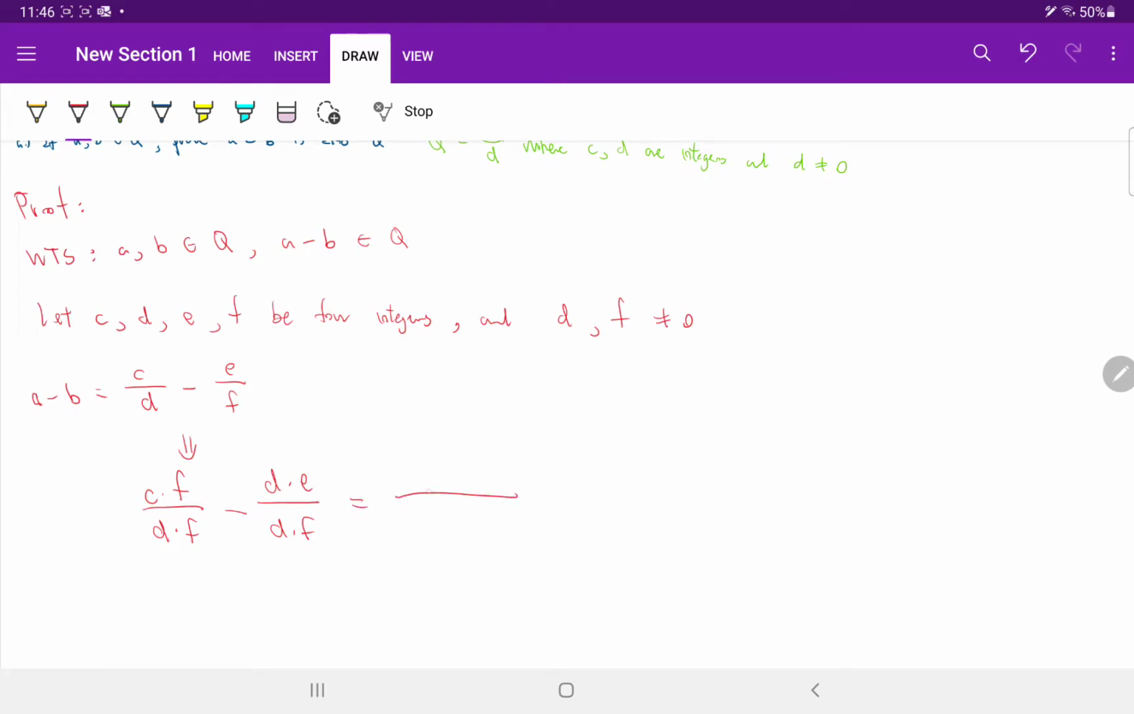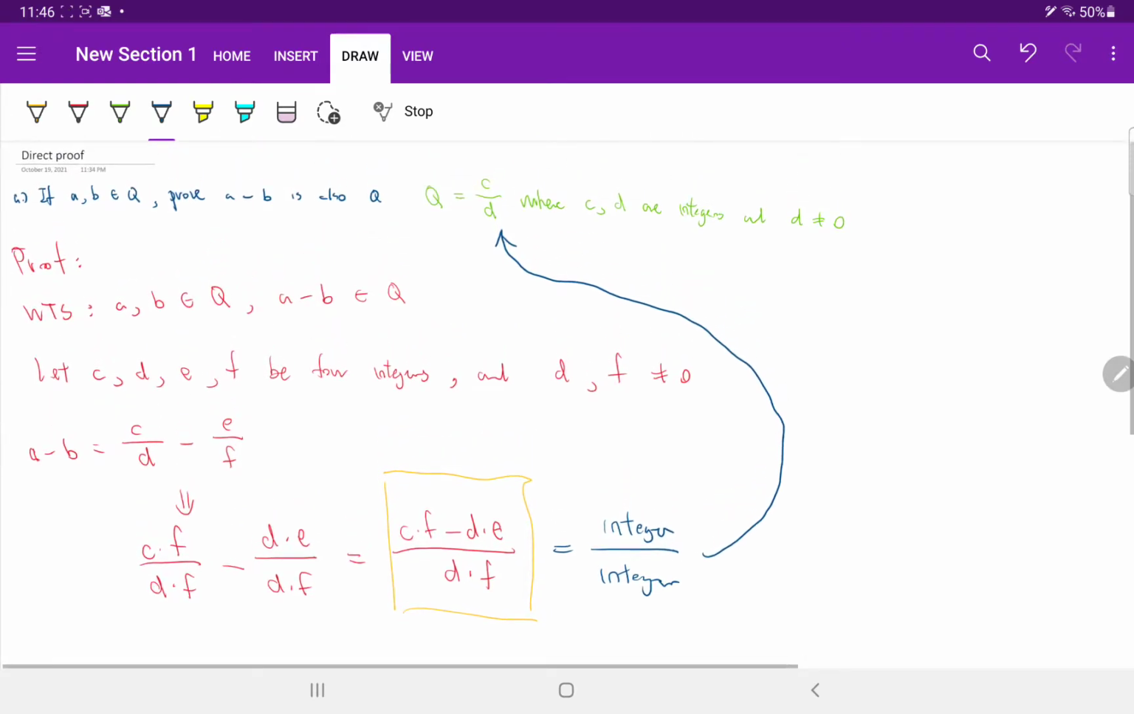This can be simplified to C times F minus D times E over D times F, which, if you look at this whole structure right here, does it look familiar? Yes, it's an integer over another integer, which is exactly the definition of a rational number that we mentioned before.